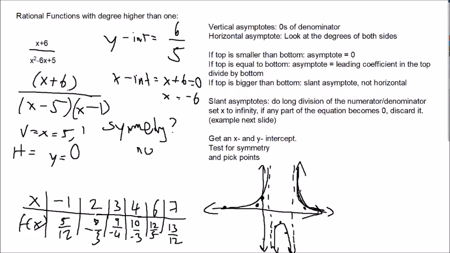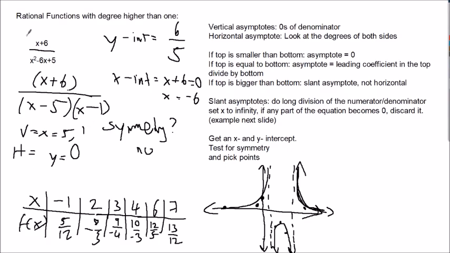For example, I got the y-intercept, I got the x-intercept. It's 6 over 5, and -6 is there. And then I got the vertical asymptotes, which you get by factoring the bottom. Whenever the bottom is 0, there's no solution. So the vertical asymptotes are just when it's 0, which is 5 and 1.